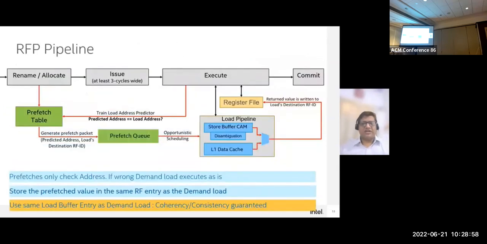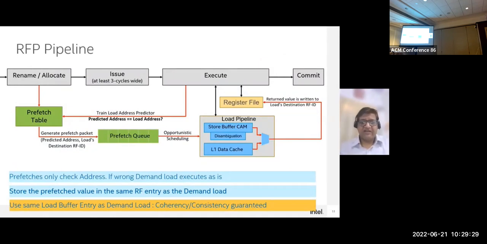To summarize, RFP issues prefetches at load allocation. These prefetches are opportunistically executed in the load pipeline. They CAM against in-flight stores to obtain the most recent value. By doing this, the prefetched value is guaranteed to be correct if the address was correct. This further allows us to validate the prediction by just comparing the prefetch address with the actual load address.